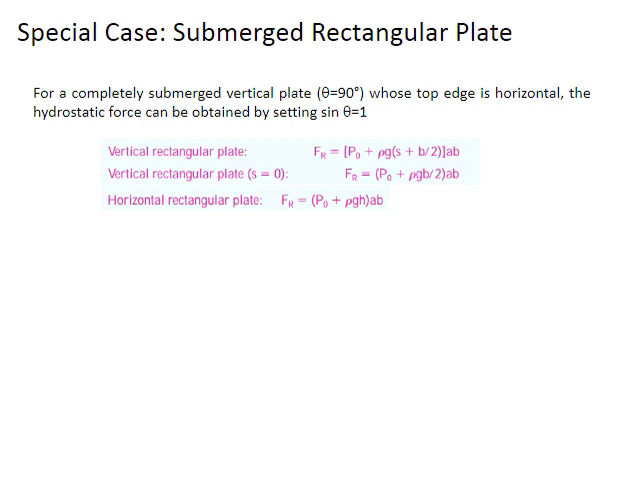In this slide we have calculated the resultant for each and every special case. Like in the previous one, I have calculated the resultant for the tilted rectangular plate, that FR will be equal to P naught plus rho g s plus b by 2 into AB. For the vertical plate with s equal to 0, FR is equal to P naught plus rho g b by 2 into AB. And for the horizontal rectangular plate, FR is equal to P naught plus rho g h into AB.